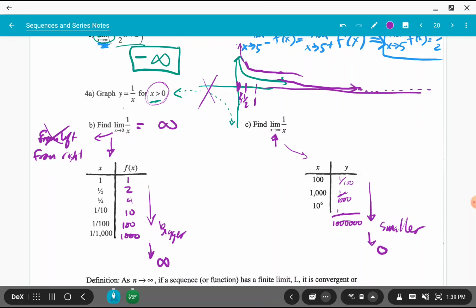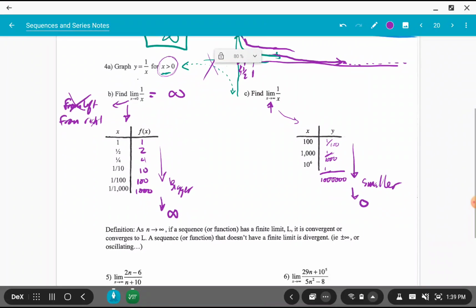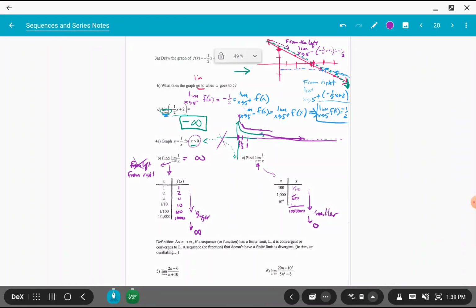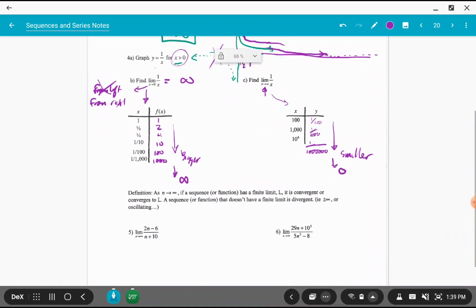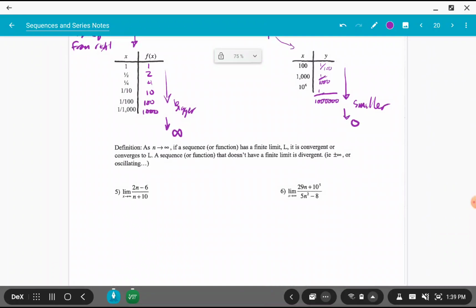That's what it means to find the limit. What is it getting closer to? Not what is the actual value. Okay? So we took a look at how we can see limits graphically. What I would also like to show you is how to find a limit algebraically.